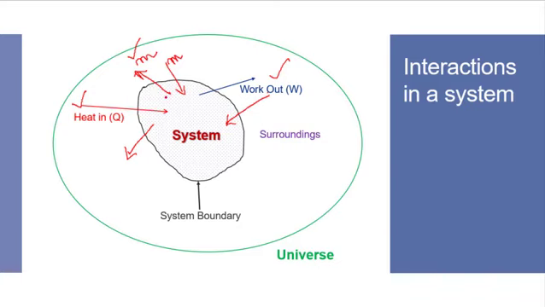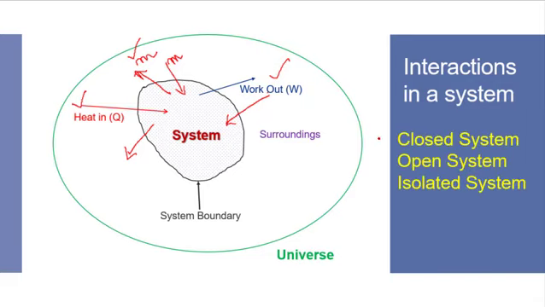And based on this heat transfer, work transfer, and mass transfer, the systems are classified as closed system, open system, and isolated system. Now we'll discuss in detail and give some examples of closed system, open system, and isolated system.